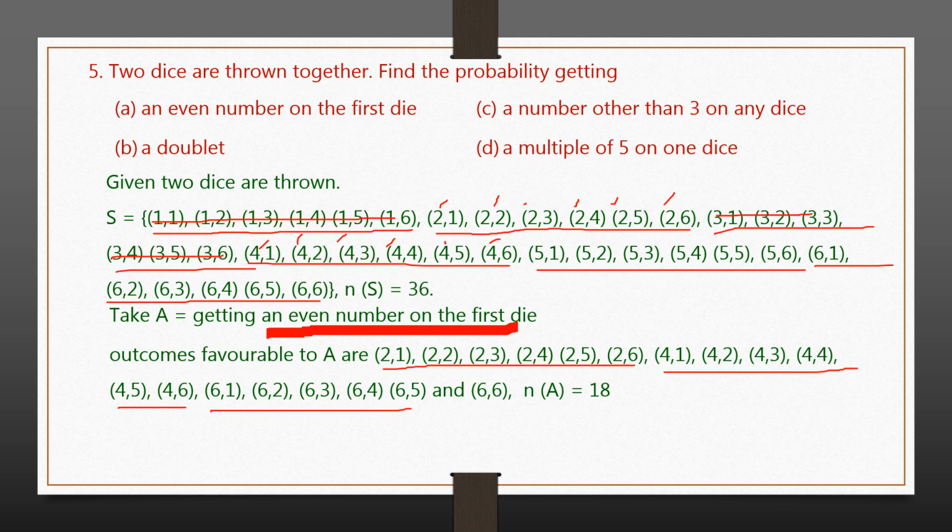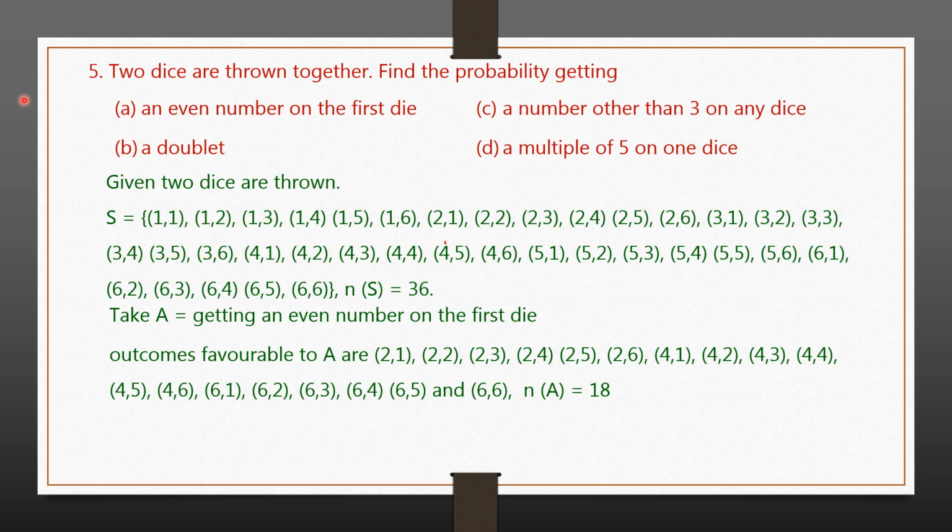Therefore, in this way, to identify the favorable outcomes of any event, we should depend on the sample space. From the sample space only, we have to identify the number of outcomes favorable to that event. Therefore, the outcomes favorable to A are 18. Therefore, P of A is n of A by n of S, that is 18 by 36, which is 1 by 2.